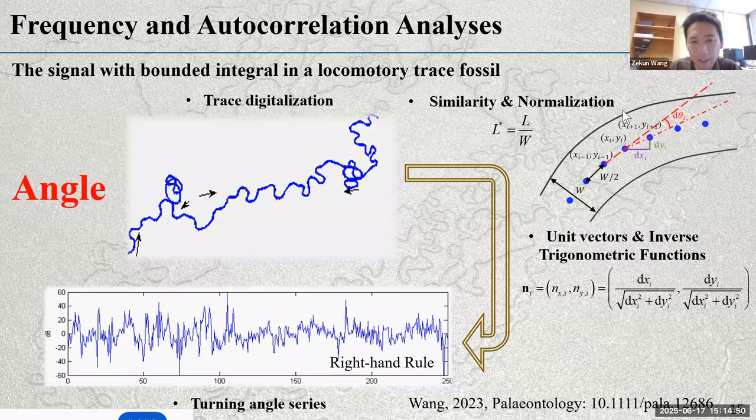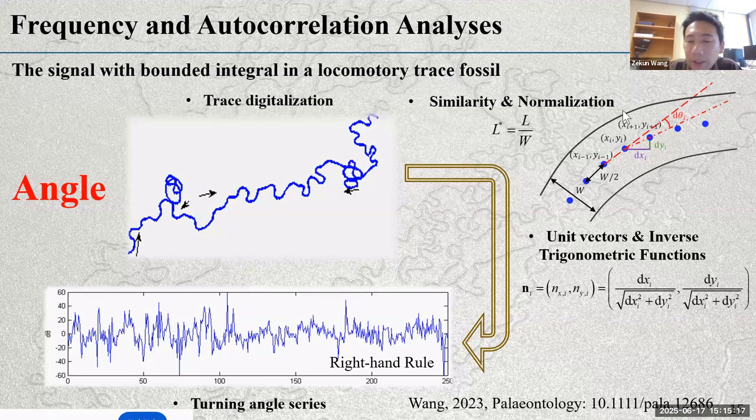We need to digitalize it first and extract the coordinates along this trajectory. Then, to get rid of the size effects, based upon the hypothesis that animals, regardless of their actual sizes, if they are from the same taxa, will leave traces with similar topologies and similar geometries, we will normalize the trajectory.